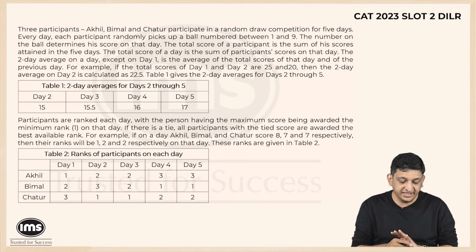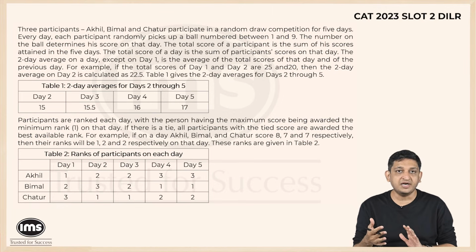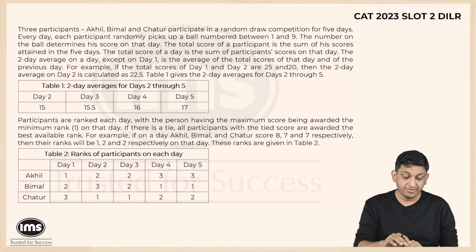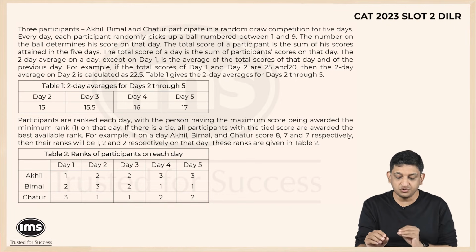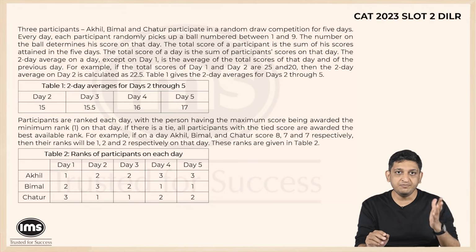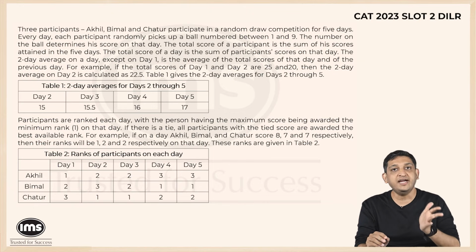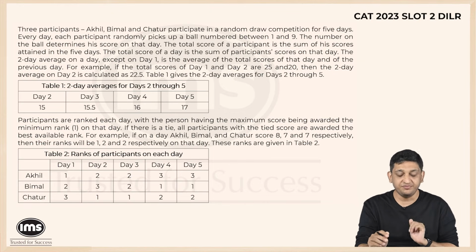Participants are ranked on each day, and we also know the ranks of the participants. So Akhil, Bimal, Chatur, we know the ranks of each of these people for these 5 days. So that has been given to us. Now we also know that there is this concept of ties that is there. So for example, on a day, Akhil, Bimal and Chatur score 8, 7, 7 respectively. Then the first person, the person who scored an 8, will get rank 1, but the two people who are tied for the second position will be ranked 2 each. So that way it is pretty fair.